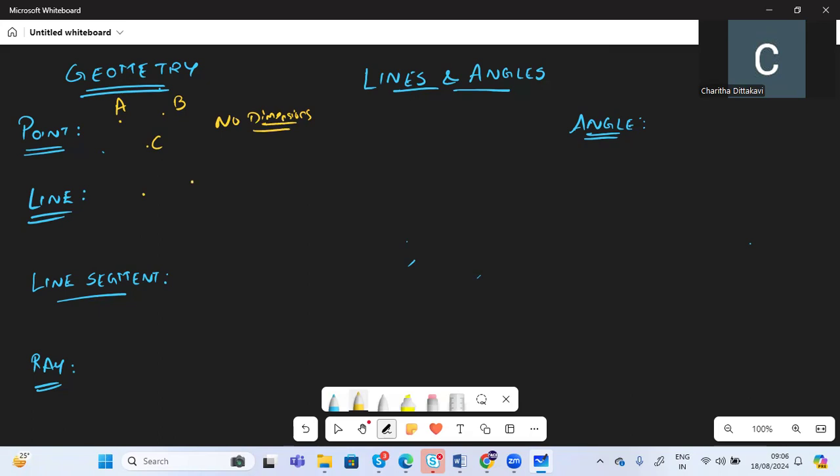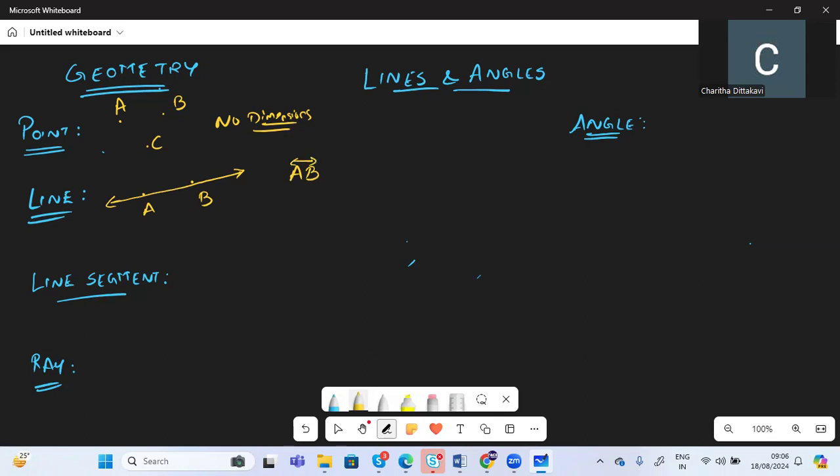Suppose if you observe 2 points A and B, and you are joining these 2 points, this is called a line. A line can be extended on both sides indefinitely. So, if I mention AB with 2 arrow marks on left and right, it is called a line.